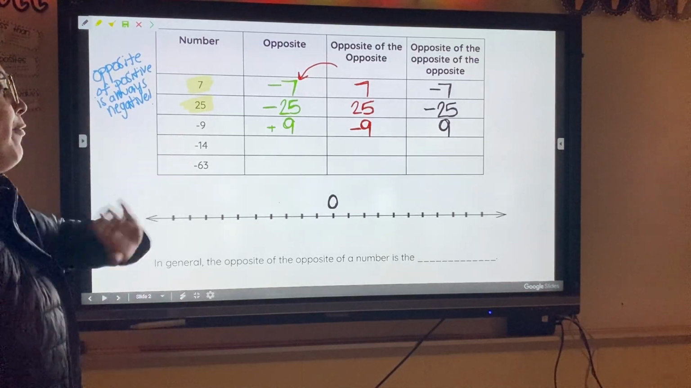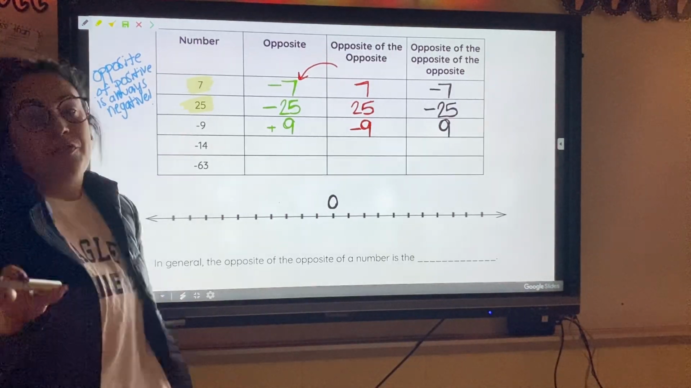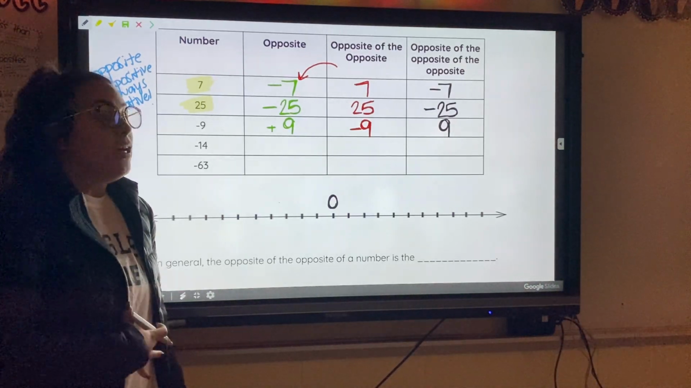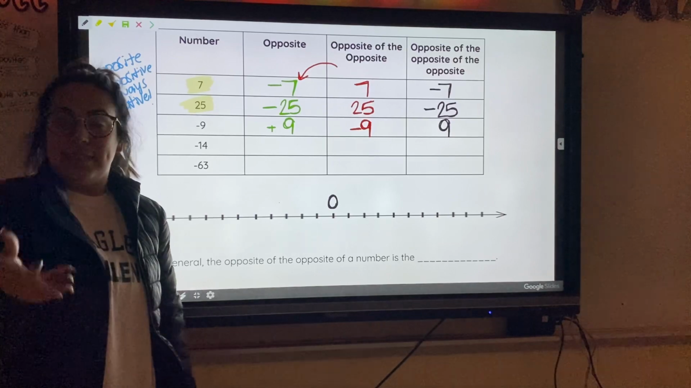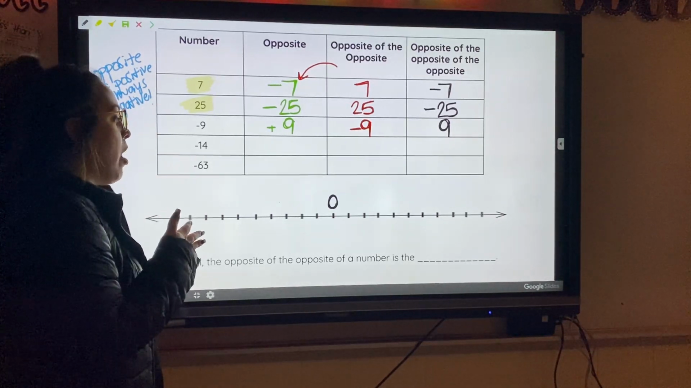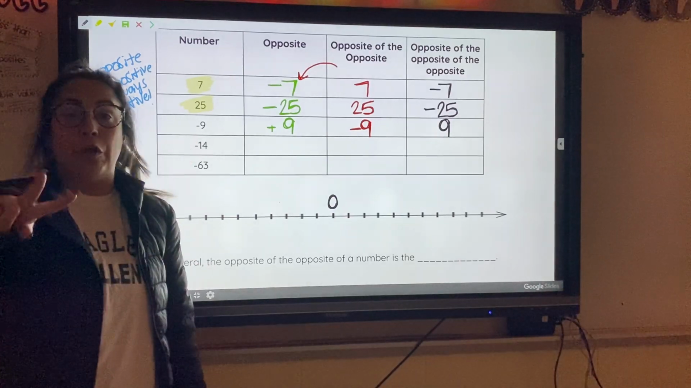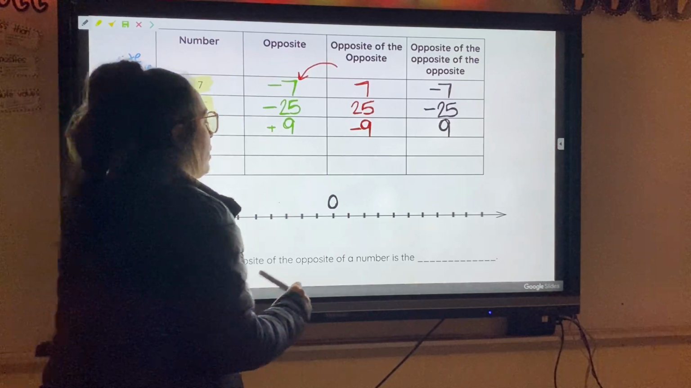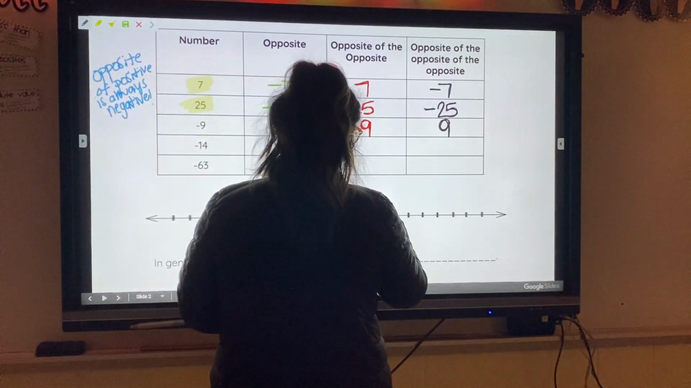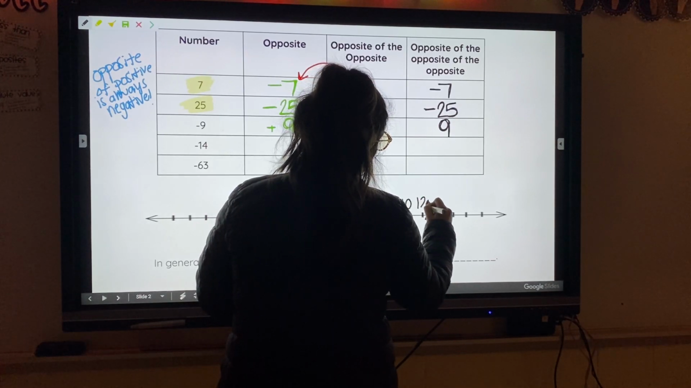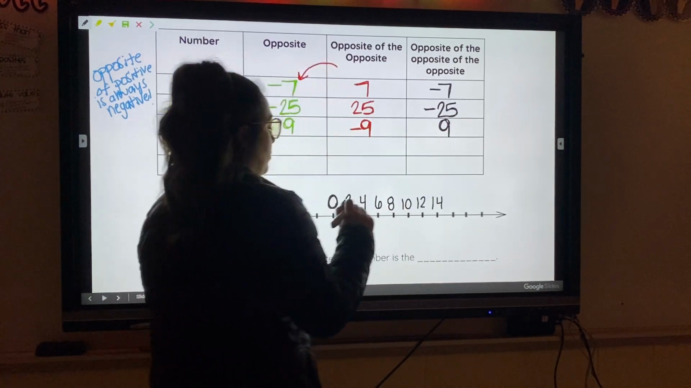So now we have negative 14. I know for a fact I do not have 14 dashes because we barely had 9. So instead of counting by intervals of 1 on the number line, I'm going to count by intervals of 2. So I'm going to count by 2s to help me get up to 14. So I have 2, 4, 6, 8, 10, 12, 14.